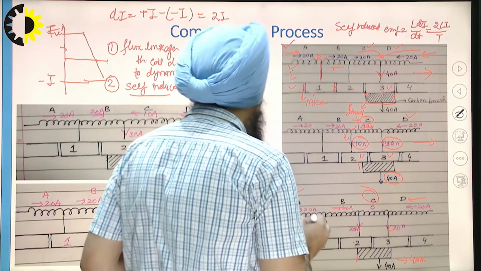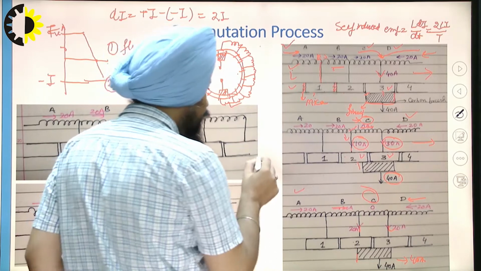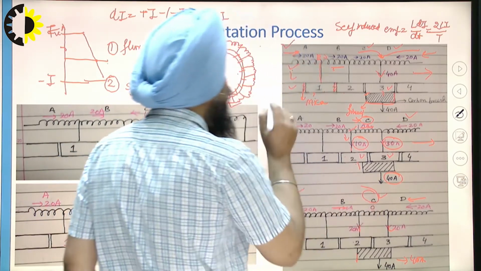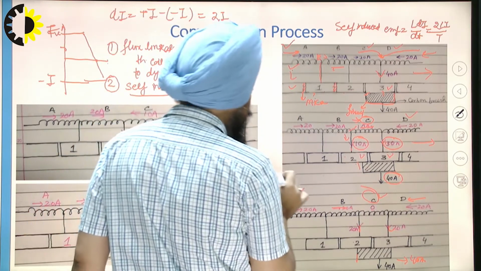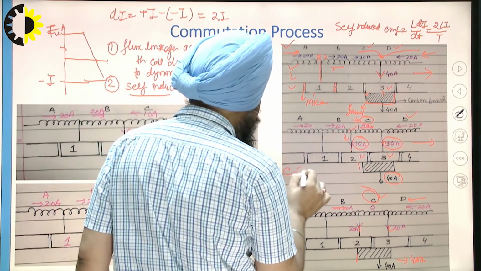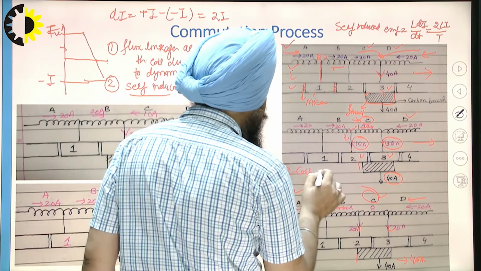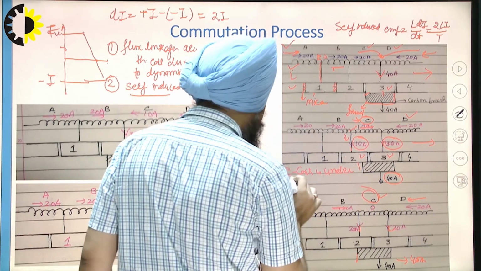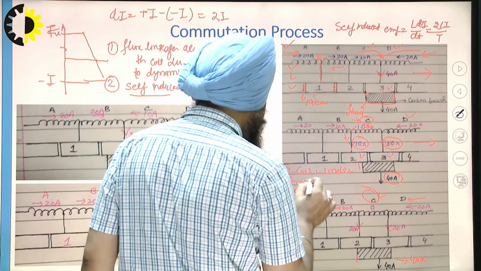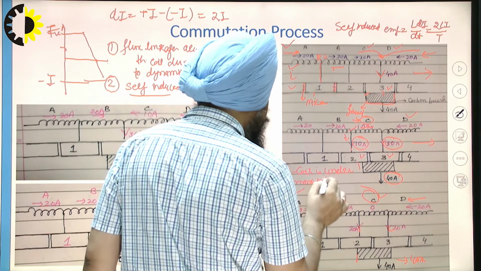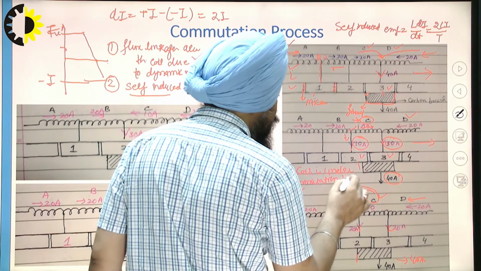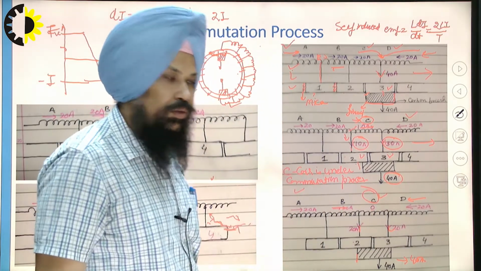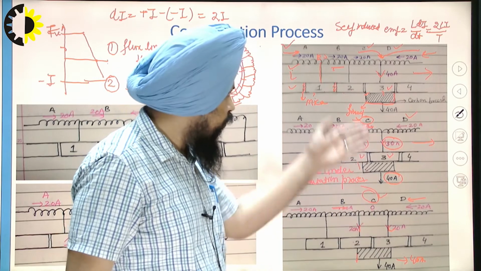Now our stage has reached when the current in the coil C is 0. It means our C coil is under the commutation process. In this coil, commutation is going to happen for this particular movement.